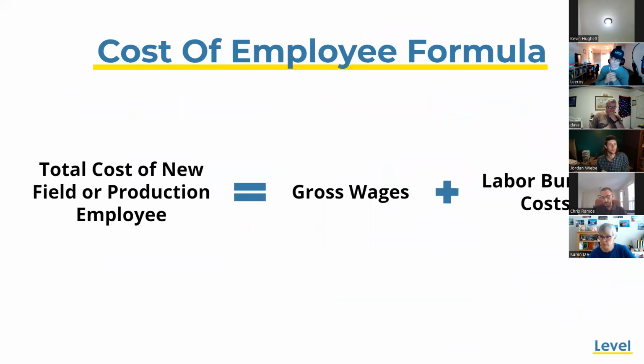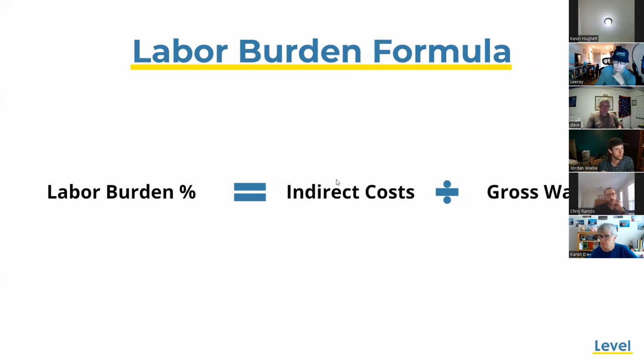So coming back to this whole concept of a new employee, if we had to look at the true cost of hiring a new employee, what we would say is the cost of hiring an employee equals their gross wages, so whatever we've agreed to pay them as an hourly rate, plus their labor burden costs, or their indirect job costs, or indirect employee costs.